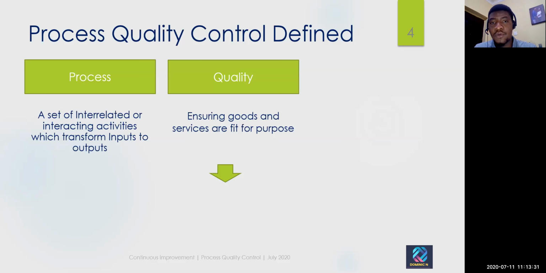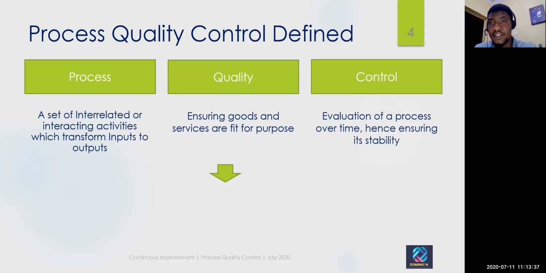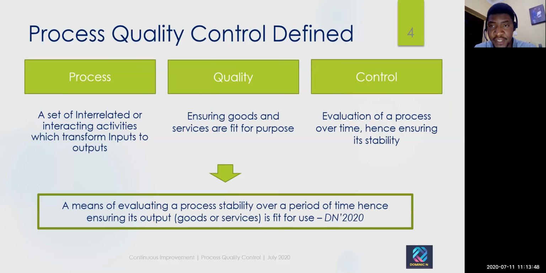But also, what is quality? It's just ensuring that the goods and services are fit for purpose. And how do you control it? What is the control part? It's the evaluation of the process over time, ensuring its stability. So this is what PQC is about. From my own definition, so you could see it differently somewhere else, it is a means of evaluating a process's stability over a period of time, hence ensuring its output, that the goods and services are fit for use. So this is how I have defined it.